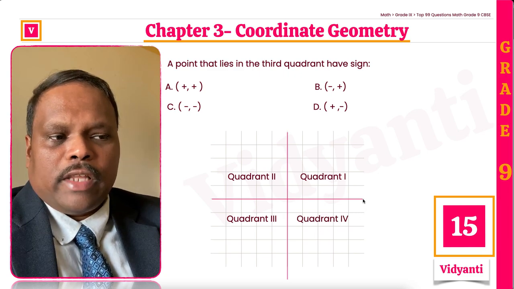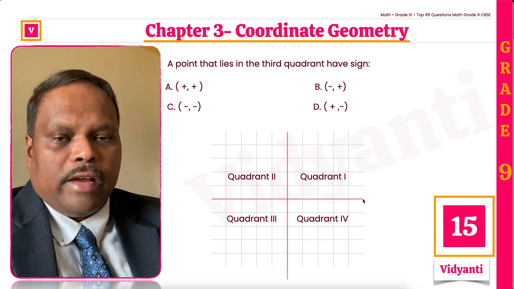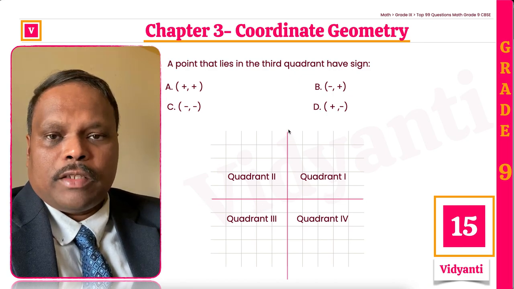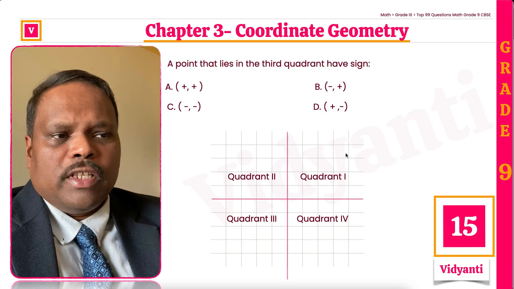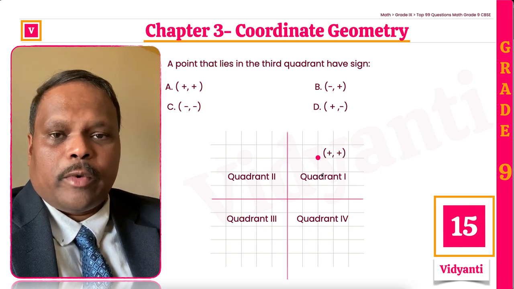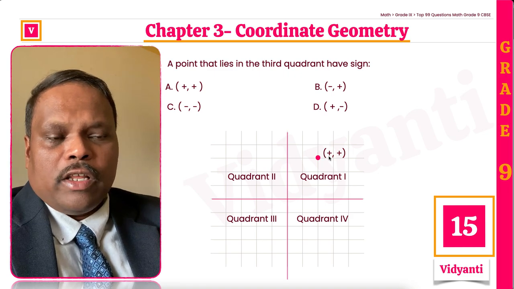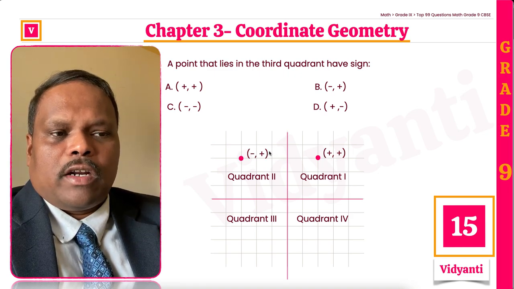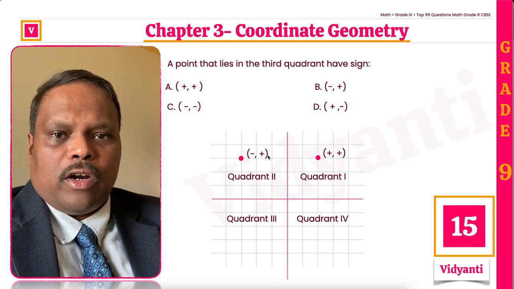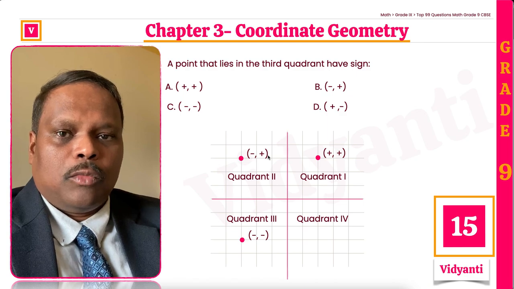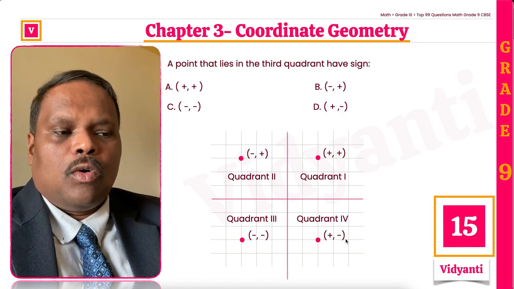Now you know that the x-axis is positive on the right, negative on the left, and the y-axis is positive upwards, negative downward. So in this region, both x and y will be positive, so the coordinates will be positive, comma positive. The x coordinate is also positive, the y coordinate is also positive. In the second quadrant, the x coordinate is negative, the y coordinate is positive. In the third quadrant, both coordinates will be negative, and in the fourth quadrant, x will be positive, y will be negative.